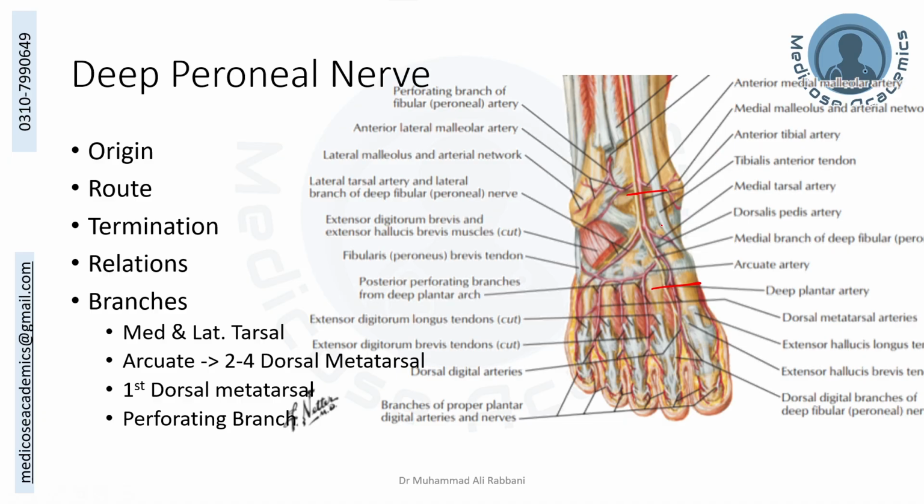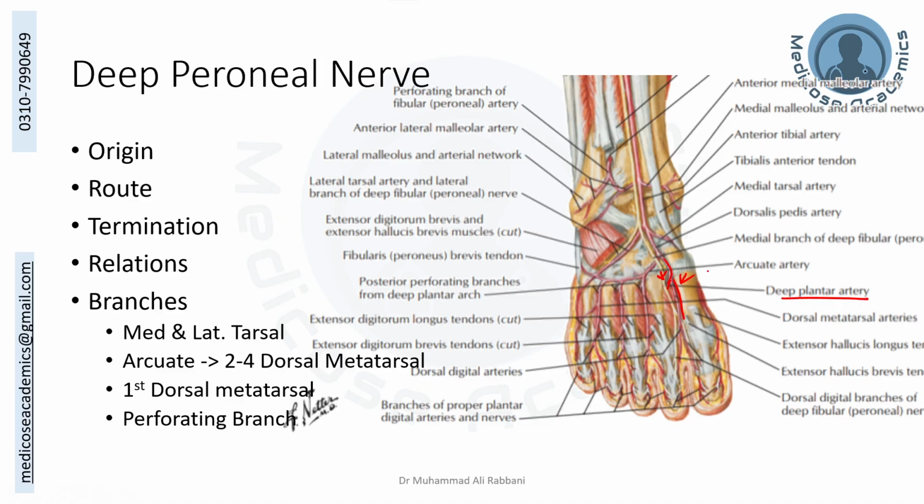Let's discuss its branches first, then we'll do its route too. The prominent branches include these: the two tarsal arteries, the medial tarsal artery and the lateral tarsal artery. As we go on, there is a branch called the arcuate artery, and the arcuate artery gives rise to these arteries, called the metatarsal arteries. So the dorsal metatarsal arteries number 2, 3 and 4 are coming from here. And at this point it dips into the plantar aspect, becomes the perforating artery, and anastomoses with the deep plantar artery or becomes the deep plantar artery.